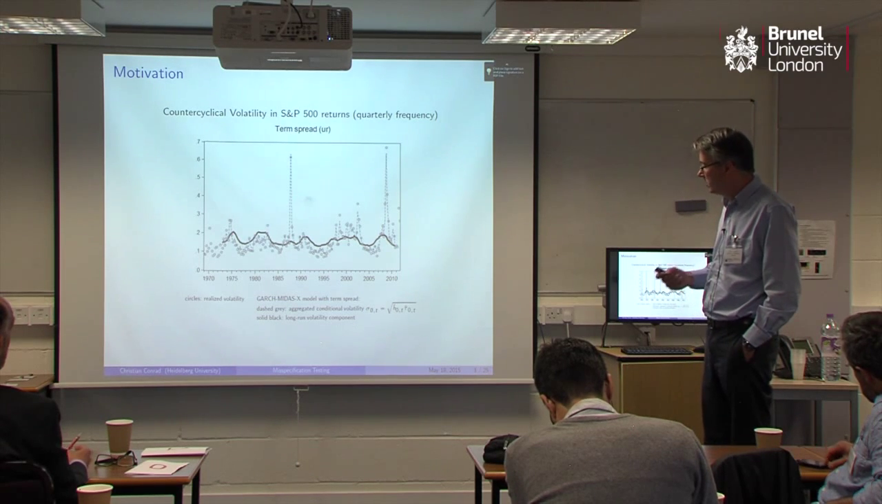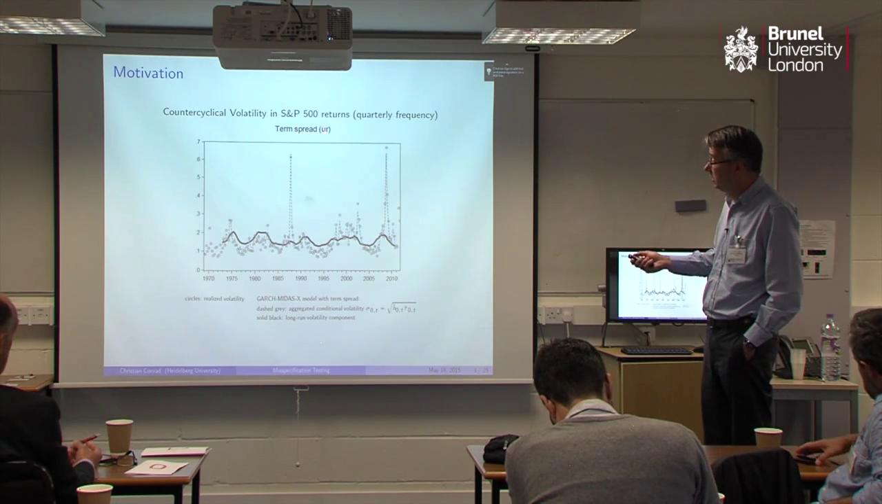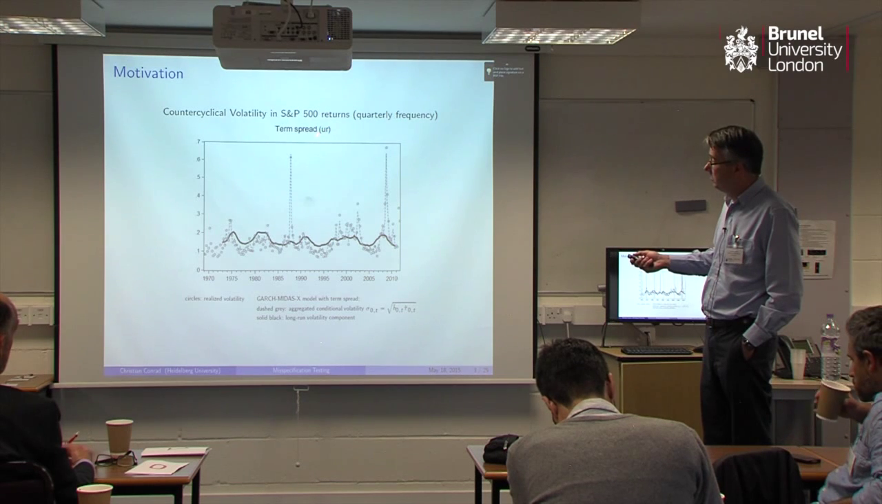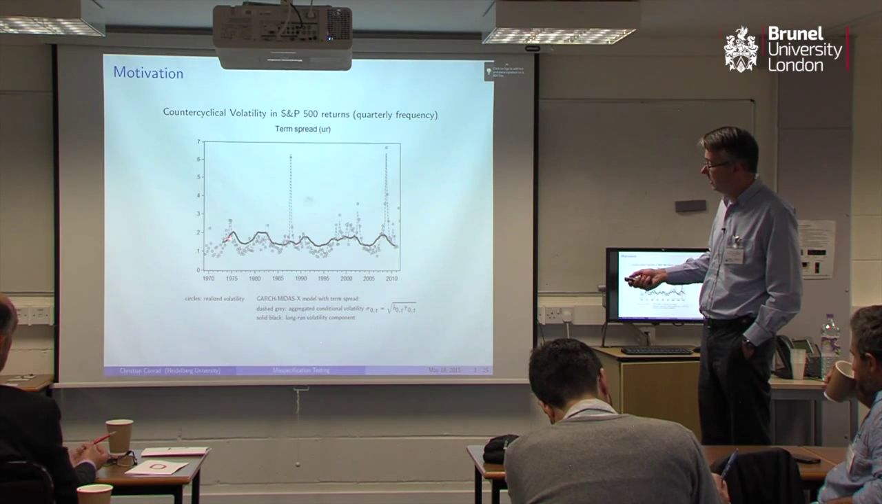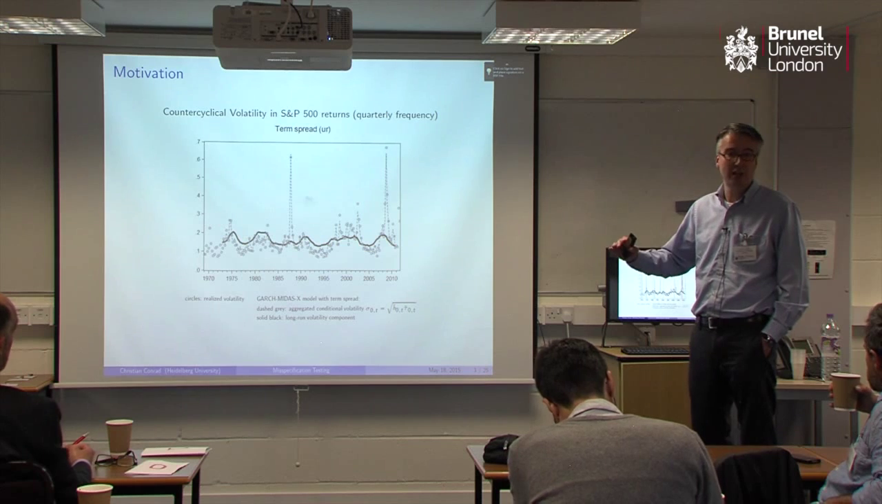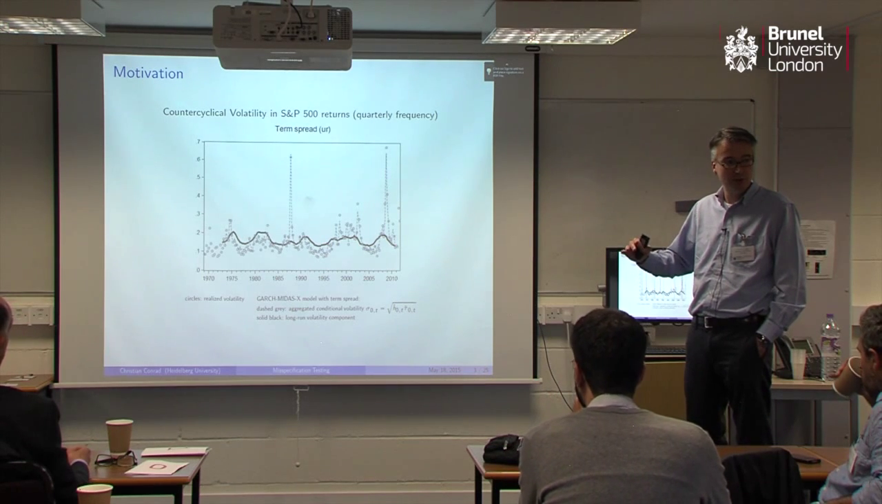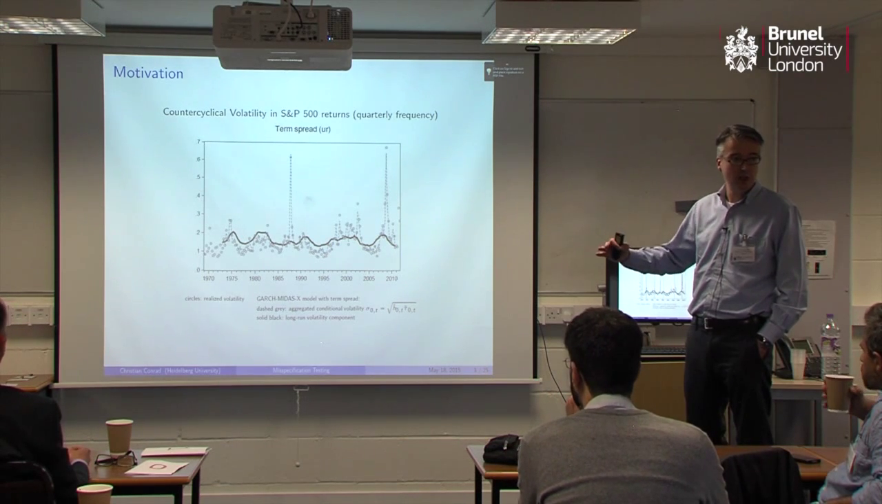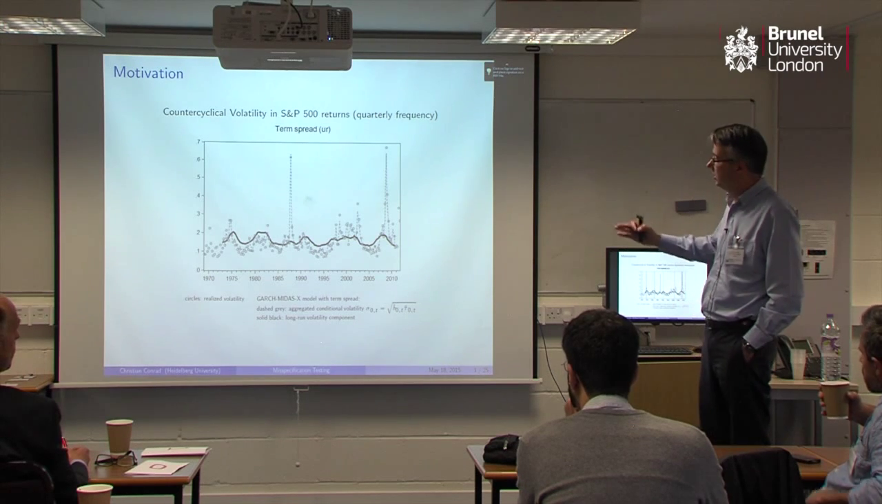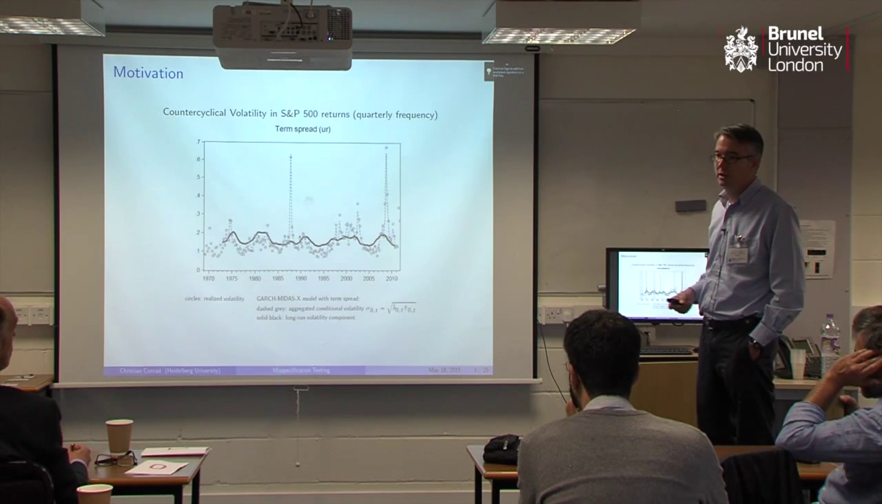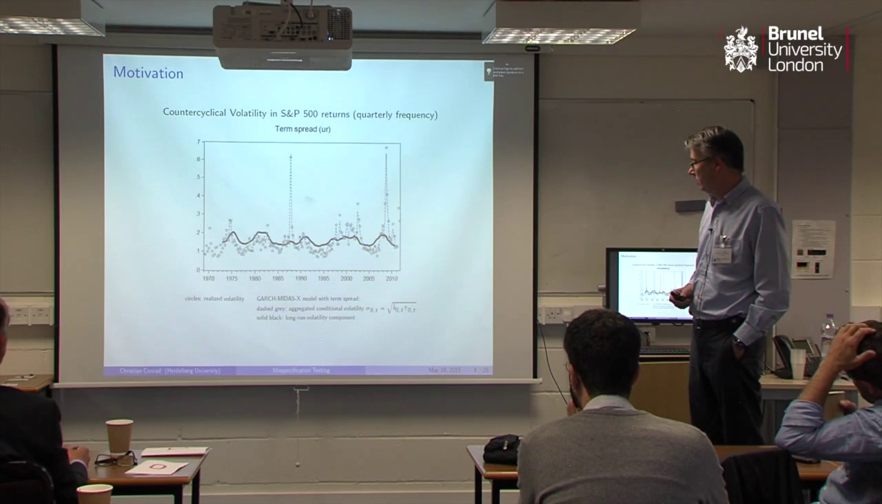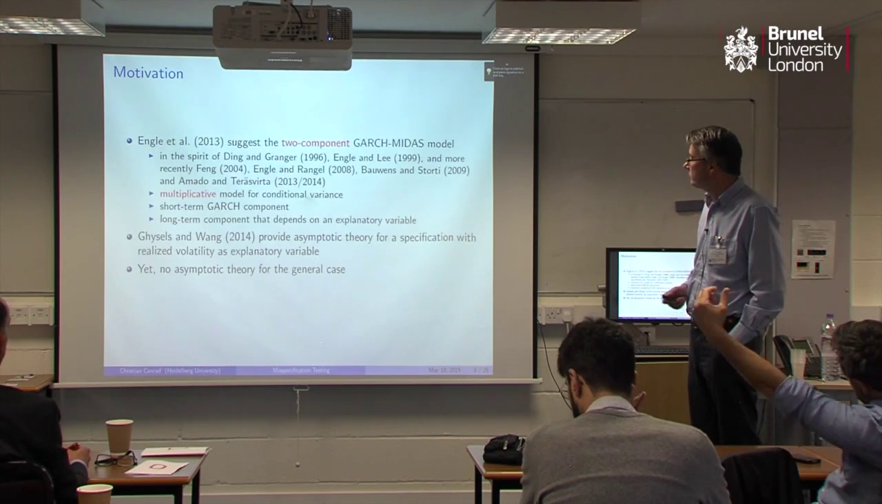And what we want to test in the end is whether the term spread predicts volatility. Basically this means that we want to test whether this bold black line here is flat or not. So the null hypothesis is that this is just a straight line, and the alternative is that the term spread can explain how the secular component in volatility is changing over time.